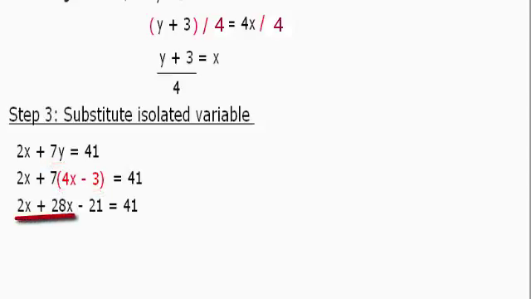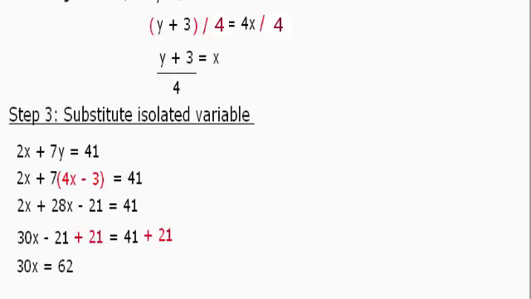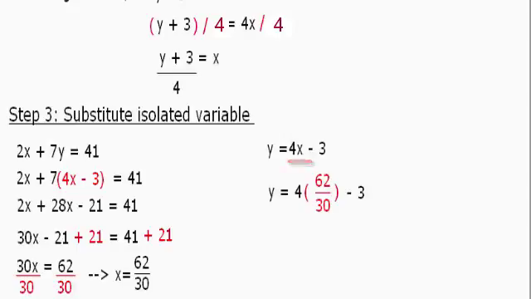Now, after adding together all our x's, we're left with 30x minus 21 equals 41. After regrouping, we find that 30x is equal to 62. After dividing through 30 from both sides of the equation, x is equal to 62 over 30. We can now solve for y by substituting with 62 over 30, and that leaves us with 158 over 30.